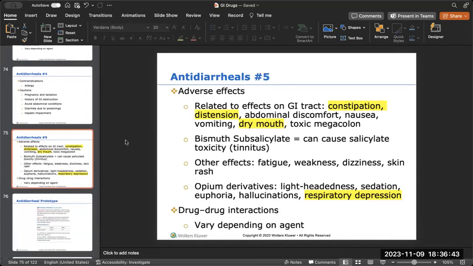Adverse effects of antidiarrheals can actually end up causing constipation if you take too many, right? If you keep preventing yourself from going to the bathroom, you might not really be able to go. Abdominal distension, another popular one, and dry mouth.